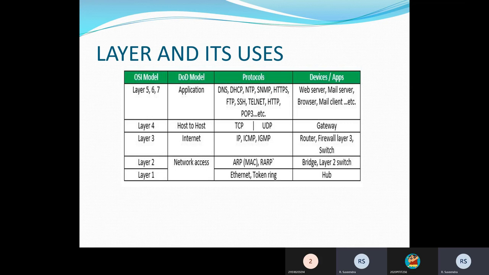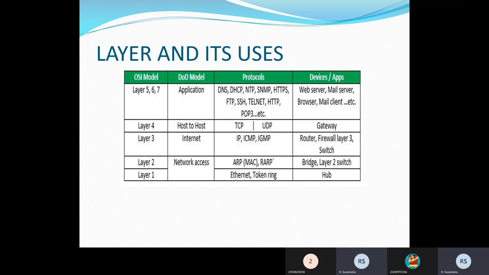Then in the final layers 5, 6, and 7, we have DNS, Telnet, HTTP, and HTTPS. HTTPS is the secure version, while HTTP is just a protocol. There are so many protocols, so which protocol is going to be used to transfer, or customized, we can decide ourselves. Likewise, devices like a mail server, mail client, or web server, we can use our own way, devices, or application.